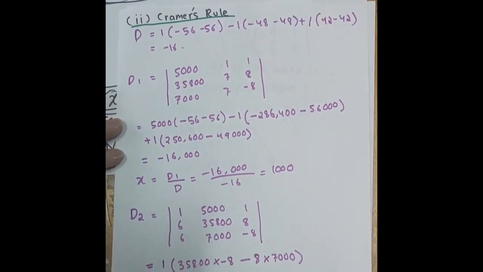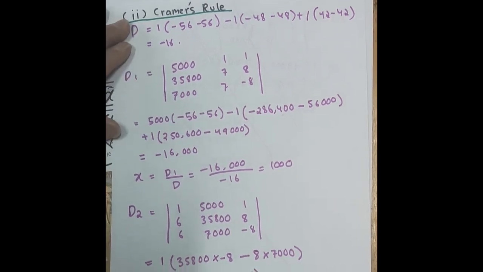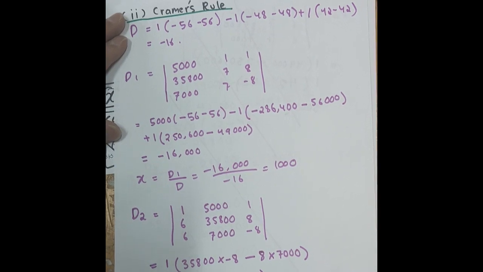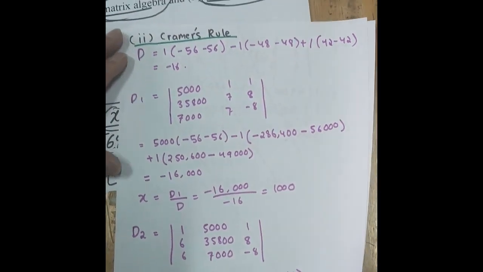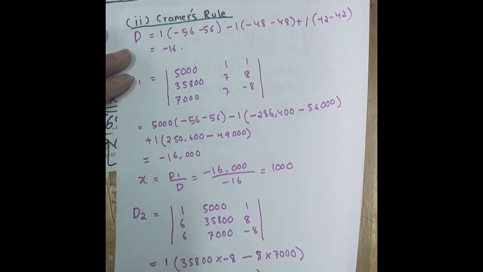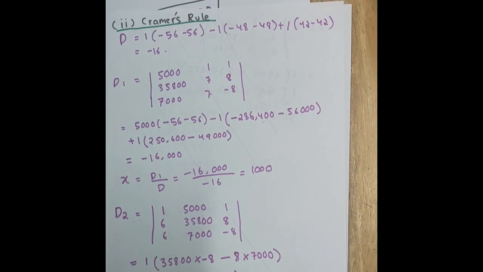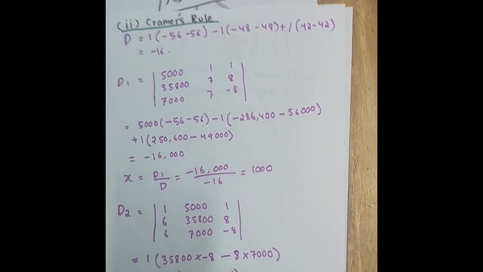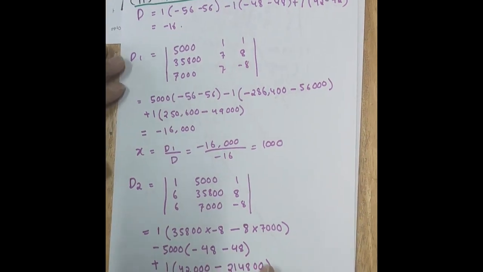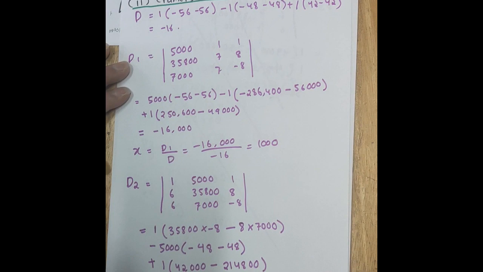Now, how to solve this same question, our example number 1 question, using the second method, which is using Cramer's rule. It is sometimes known as the determinant method, as you have gone through before. When you are using Cramer's rule, I think it is much easier to solve compared to the matrix method.